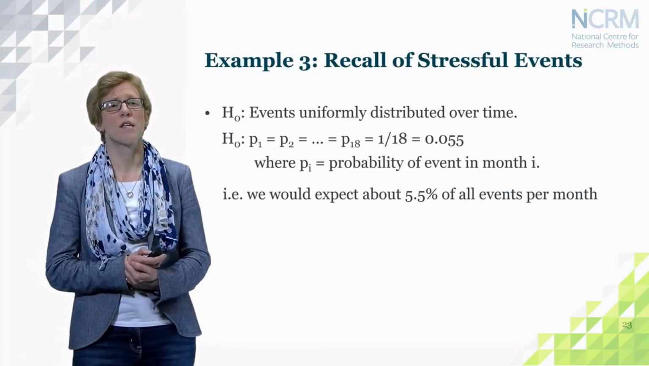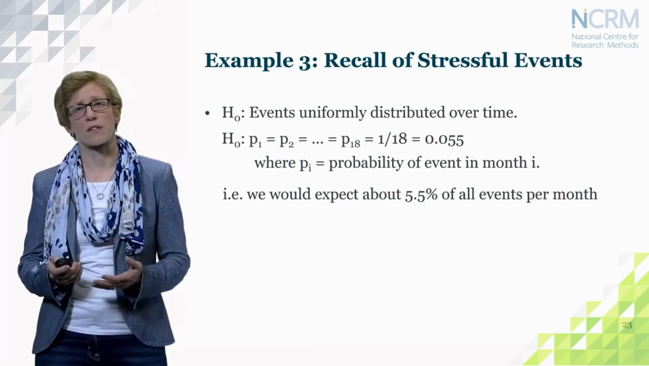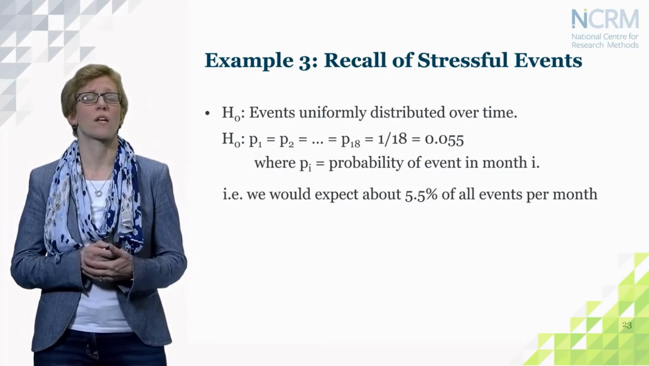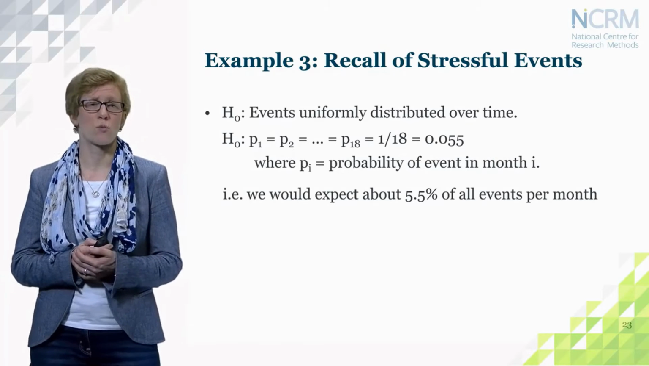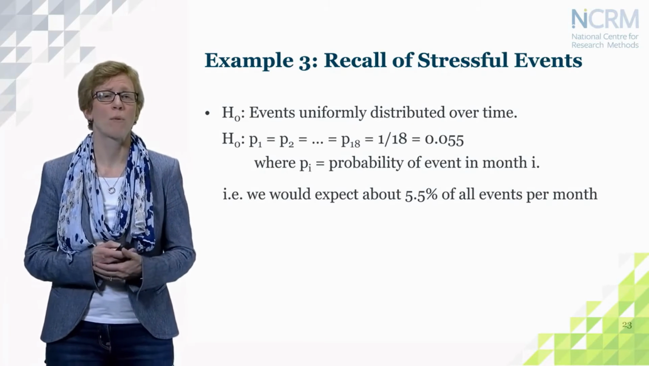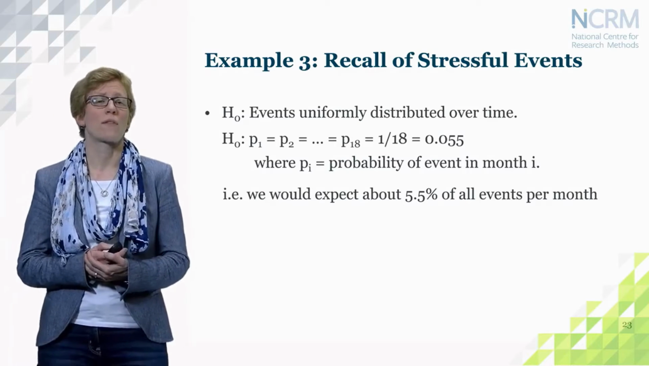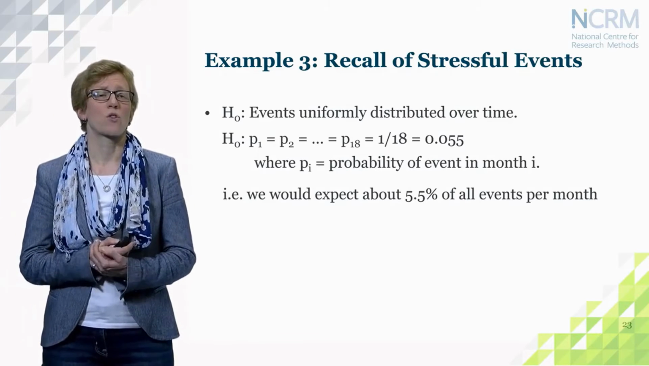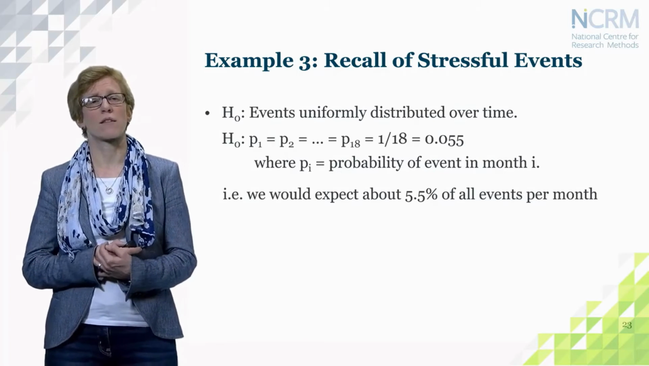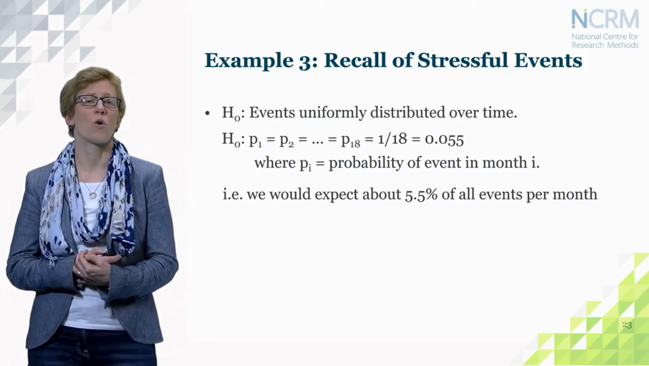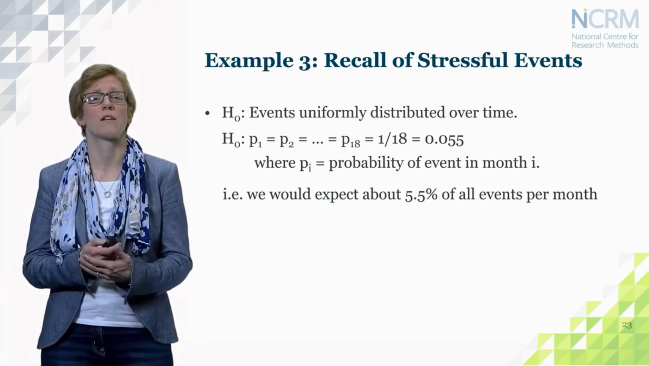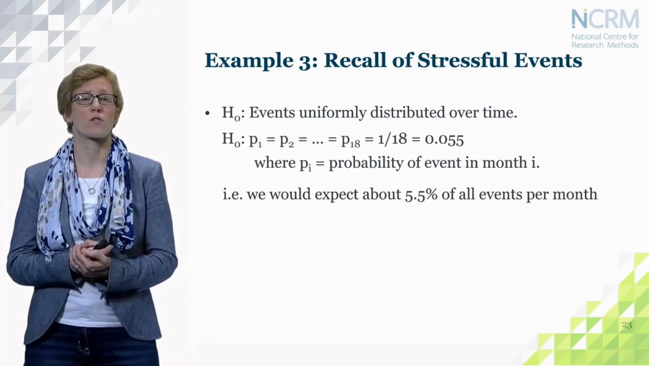So the H-naught hypothesis is that, first of all, we start with something very simple, a conservative assumption, that these events are uniformly distributed over time. That basically means that H-naught follows the equiprobable model, that all these probabilities across months are the same. So we have an event occurrence of 1 over 18, so a particular event can occur in any given month. That would be 0.055, or in percentage terms, 5.5%. So we would expect just over 5% of all events to happen per month.